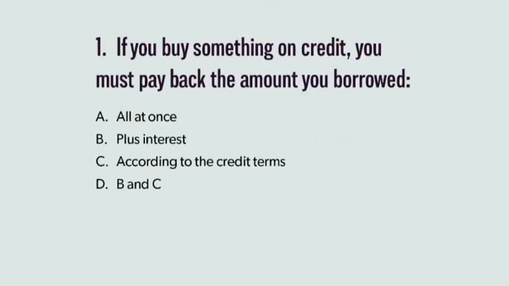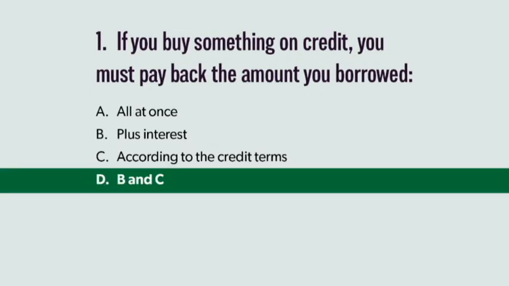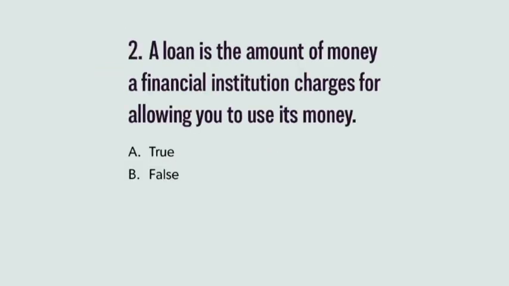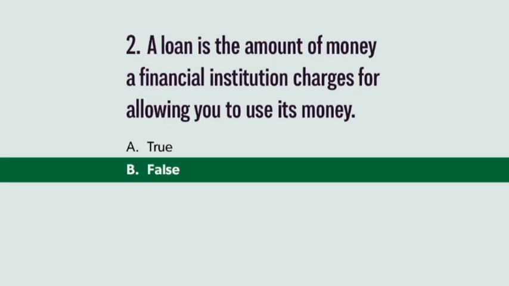Number 1, if you buy something on credit, you must pay back the amount you borrowed: A, all at once, B, plus interest, C, according to the credit terms, or D, B and C. The answer is B and C, plus interest and according to the credit terms. Number 2, a loan is the amount of money a financial institution charges for allowing you to use its money. Is this true or false? And this would be B, false.